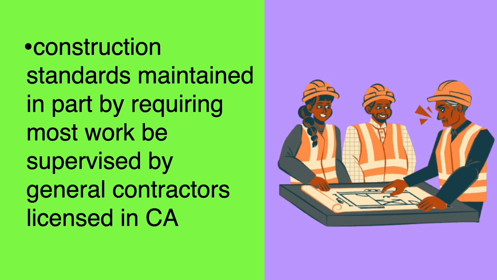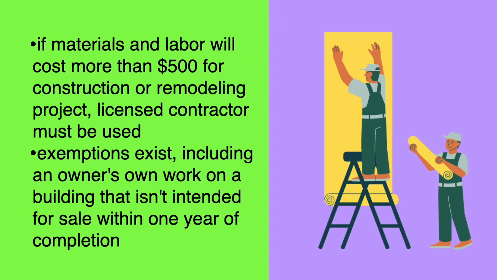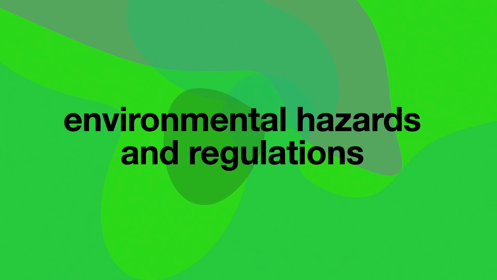Construction standards are maintained in part by requiring that most work be supervised by general contractors licensed in the state. The licensing authority is the Contractors State License Board. Contractors wishing to obtain licensure in California must meet education, experience, and examination qualifications and post a bond with the state. If materials and labor will cost more than $500 for a construction or remodeling project, a licensed contractor must be used. Certain exemptions exist, including an owner's own work on a building that isn't intended for sale within 1 year of completion.